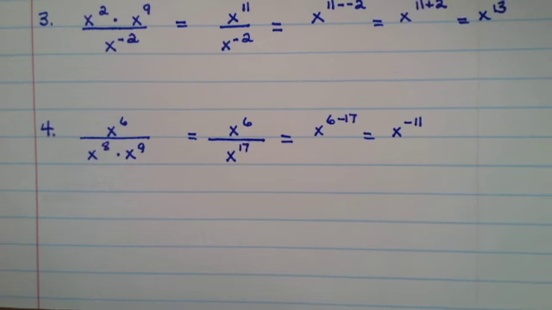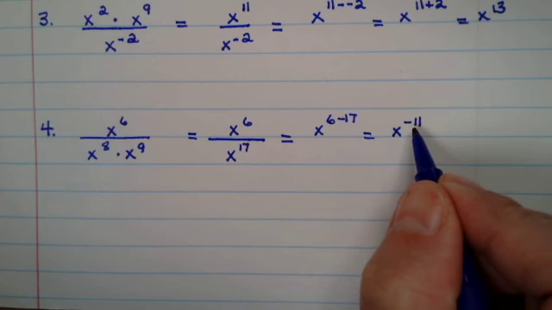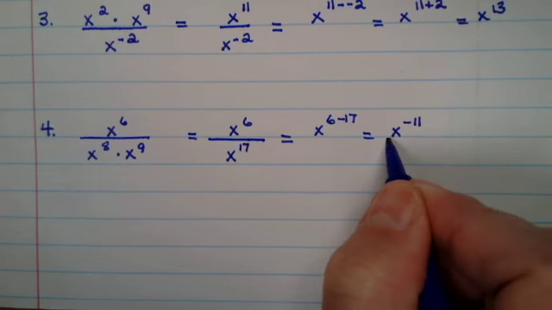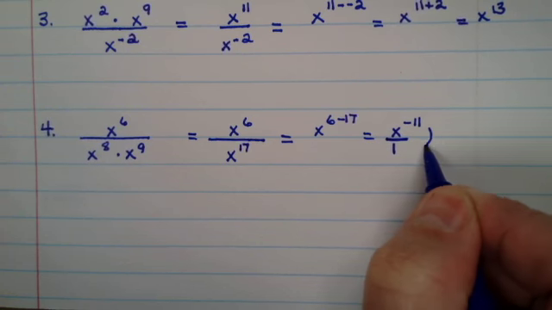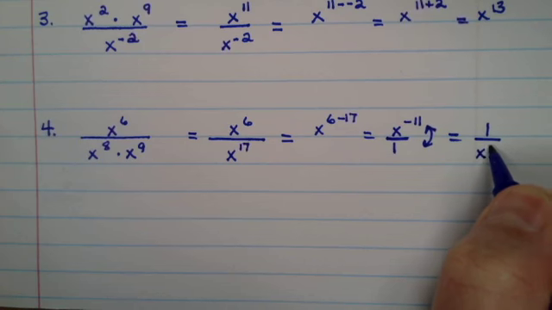It says express your answer using positive exponents. What do I do when this is a negative exponent and I need to change it to a positive exponent? Put a 1 up under it, flip it. The act of flipping it changes the sign of that exponent.